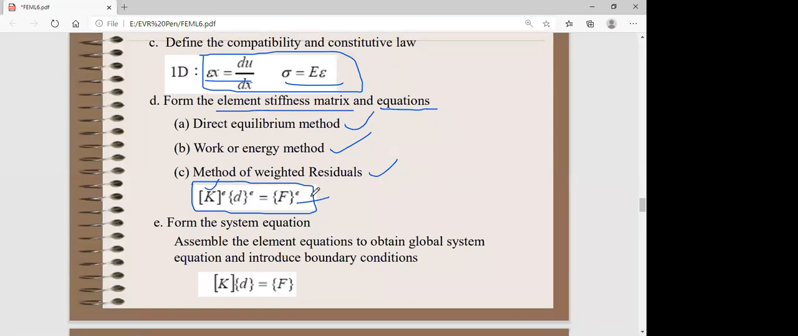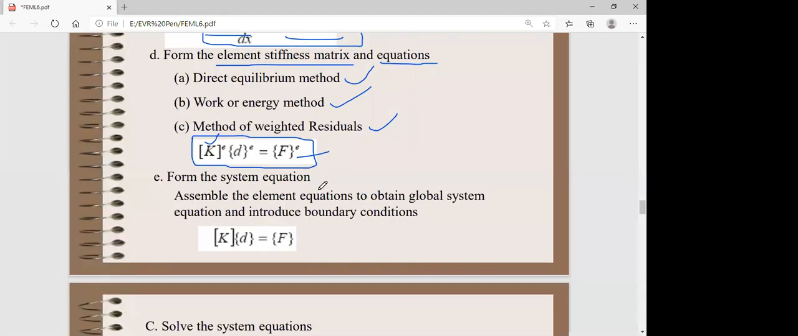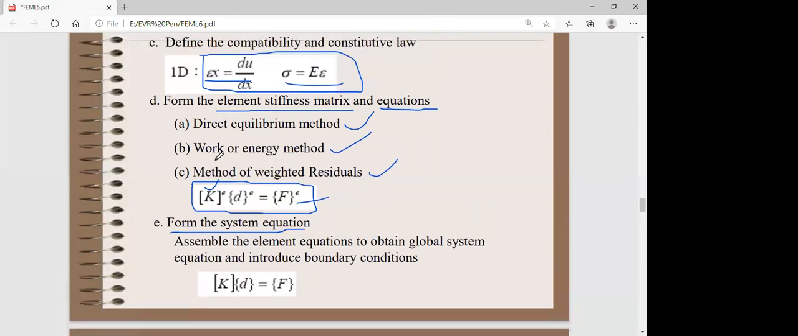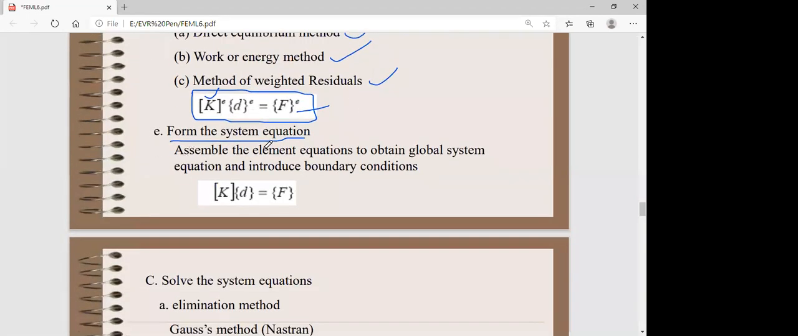If it is only a structural problem, this load vector has three kinds of forces: point loads, traction force and body forces. Next, to form the system equation, whatever element equations we got in step D, we have to assemble them in step E. After assembling, the standard form of the finite element equation is this.